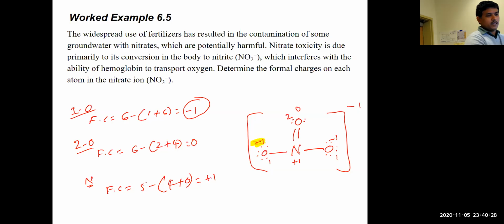-1, -1 is -2, +1. Overall, it becomes -1, because this is 0 anyway. This is how you would calculate the formal charges and make sure every atom has the correct formal charges. Okay.